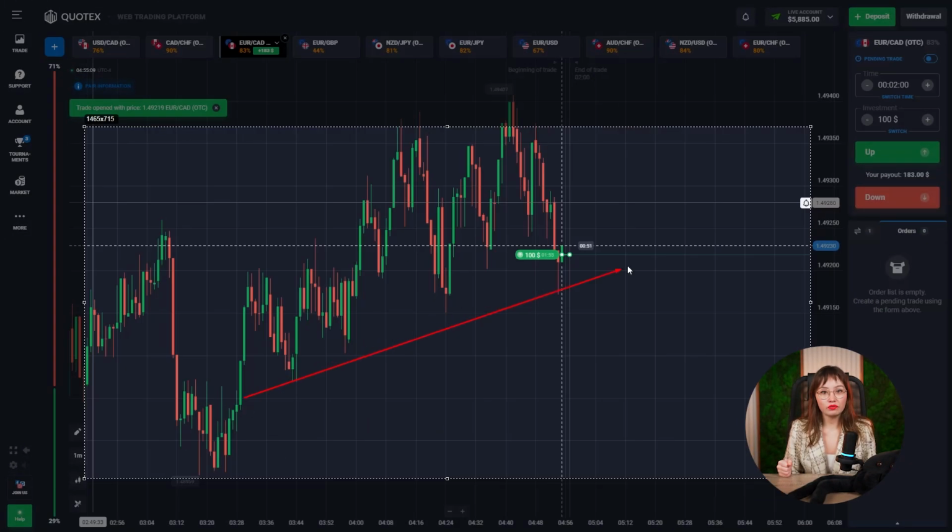Remember a simple rule. If the pin bar's tail points down, you should buy. If it points up, sell. Now let's try to identify such a candle on the chart and profit from them. Here's an ideal situation for a buy entry. The trend on the currency pair is bullish, so we need a bullish pin bar. That's exactly what we see on the chart right now.